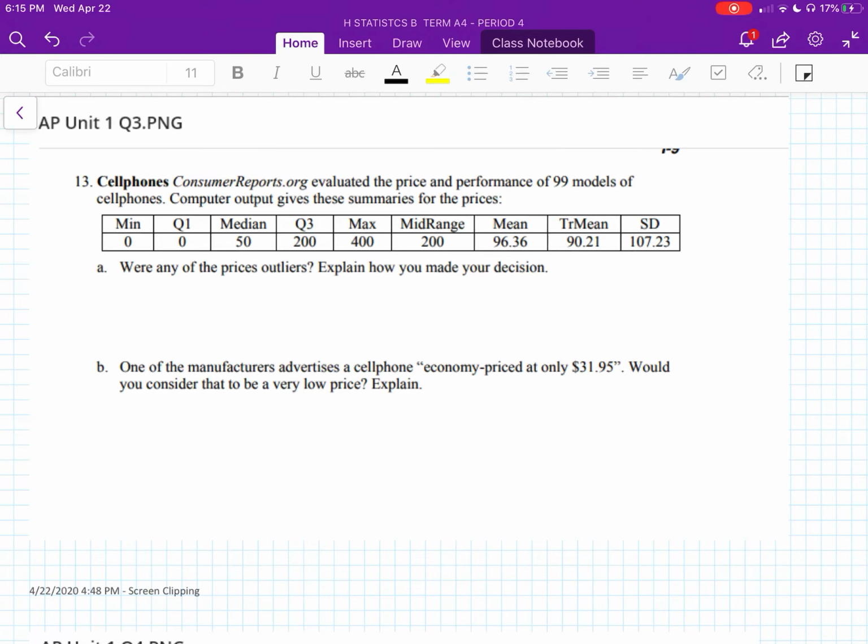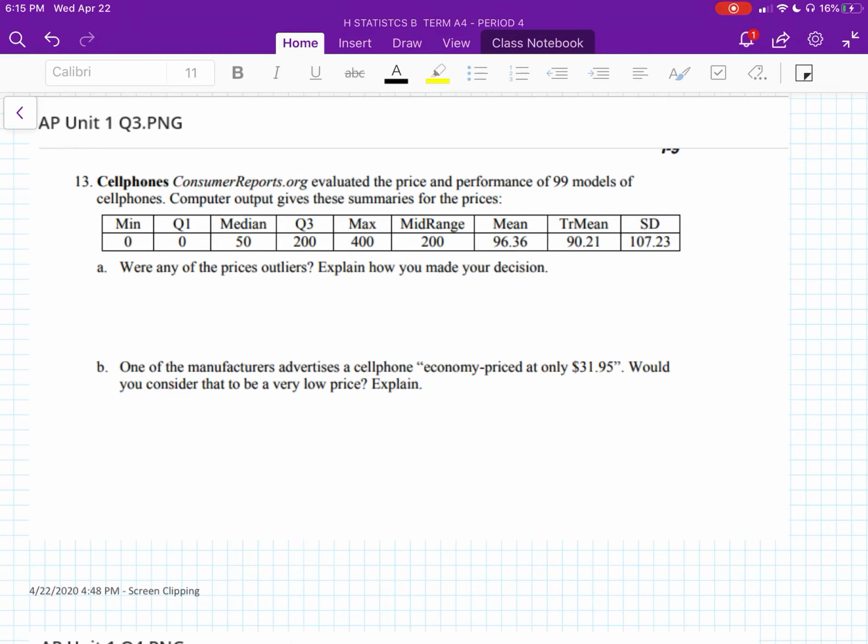So the minimum is 0. The Q1 is also 0. So if we think about that, the lower 25% of phone prices are all $0. And why would that be? A lot of companies give away free phones for their plans. The median price for a phone is $50, but the third quartile goes up to 200, and the maximum value is $400 for a phone.